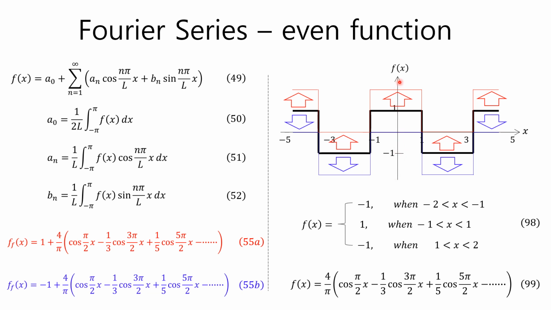When you find the Fourier series for an even function, all sine series become 0, and only the cosine series remains. Even in all cases where the even function moves vertically, if the Fourier series is obtained, only the cosine series and a constant value that represents the average value for the vertical movement remain, as shown in equations 55a and 55b.